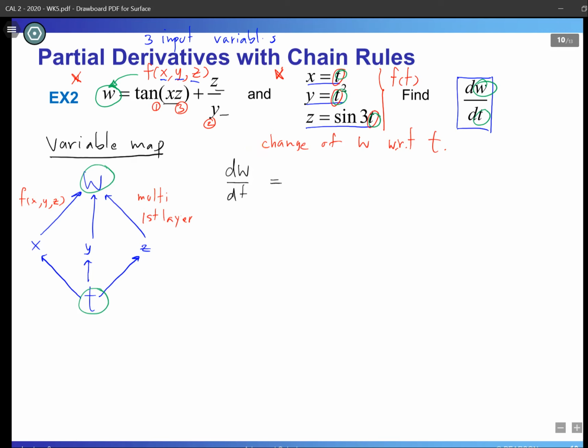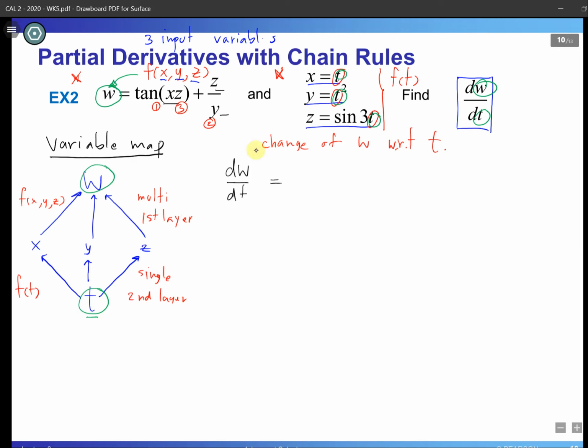So let's first start with the first path on the left hand side. Oh, by the way, let's make a note right here that this is f of t. Since we only have one variable right here, this is going to be a single variable function. And let's call this the second layer. Okay, now let's follow the paths. The first path is going to be the one on the left hand side.